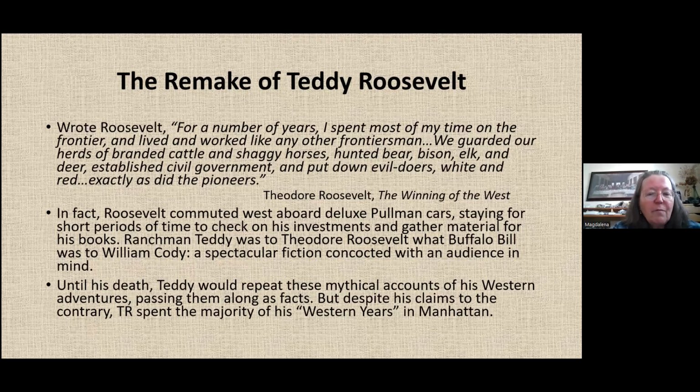And ranchman Teddy was to Theodore Roosevelt what Buffalo Bill was to William Cody, a spectacular fiction concocted with an audience in mind. Until his death, Teddy would repeat these mythical accounts of his Western adventures, passing them along as facts. But despite his claims to the contrary, Teddy Roosevelt spent the majority of his Western years in Manhattan.